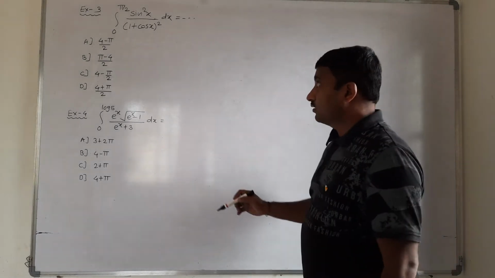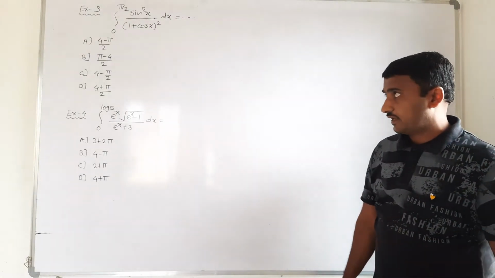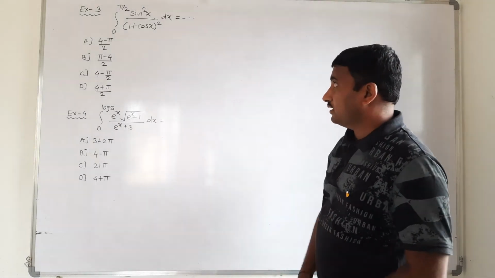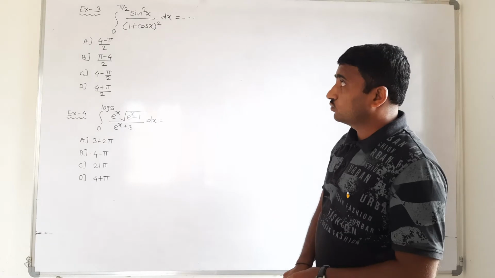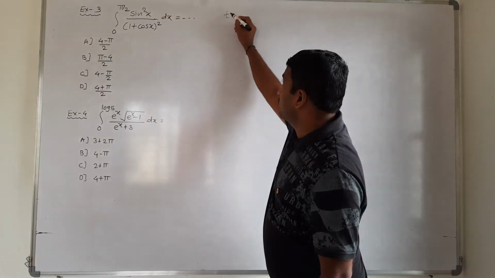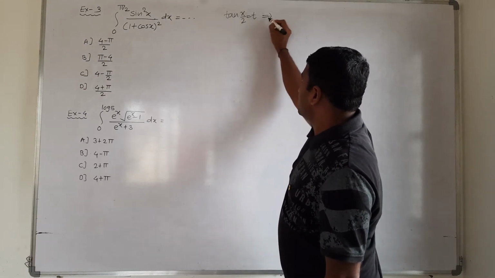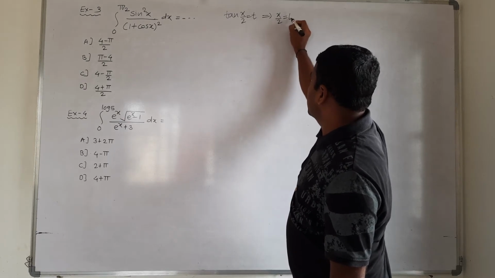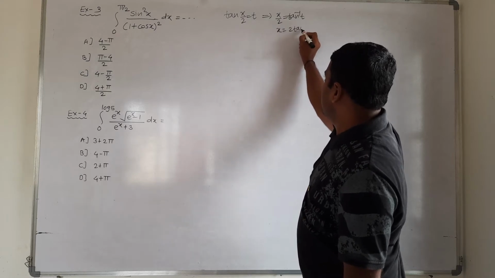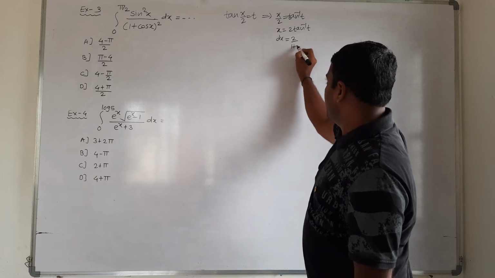Next example: the integral from 0 to pi by 2 of sin square x upon (1 plus cos x) whole square dx is equal to dash dash. Now this is of the type 1 plus 2 cos x plus cos square x, so we put the standard substitution tan x by 2 equal to t. This implies x by 2 is equal to tan inverse t, so x equals 2 tan inverse t. Now the derivative gives dx equal to 2 upon 1 plus t square dt.